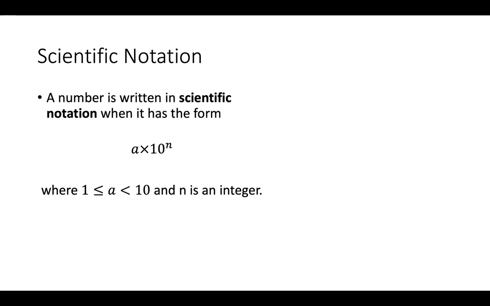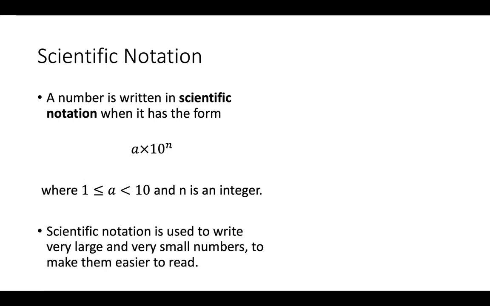So another way to talk about this real number a is that if it is a decimal, the whole number part of the decimal has to be something from 1 to 9. It can't be any smaller than 1 and it can't be any bigger than 9. Scientific notation is used to write very large and very small numbers to make them easier to read, because otherwise the number is going to have a whole bunch of zeros in it.